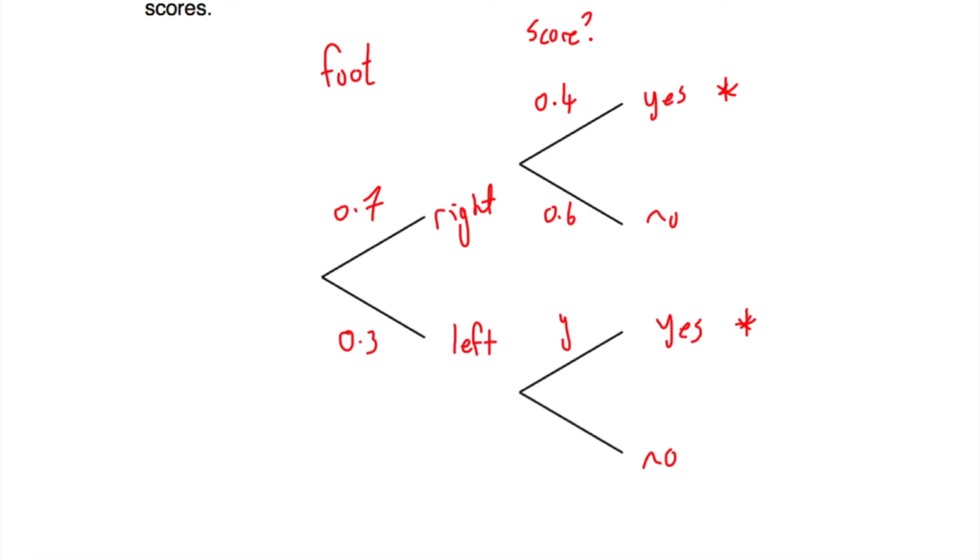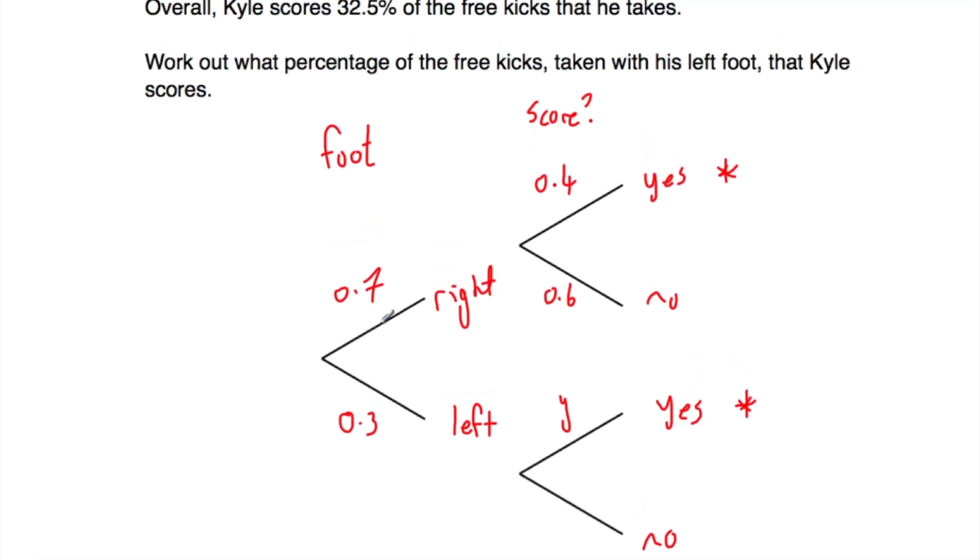So let's work out what these probabilities are. So in terms of taking a free kick with his right foot and scoring, that'll be 0.7 multiplied by 0.4, and that'll be equal to 0.28. So that means that 28% of his free kicks he takes with his right foot and scores overall. That means that if he takes 100 free kicks, he takes 28 of them with his right foot and scores, which is pretty good. So that's equal to 0.28.